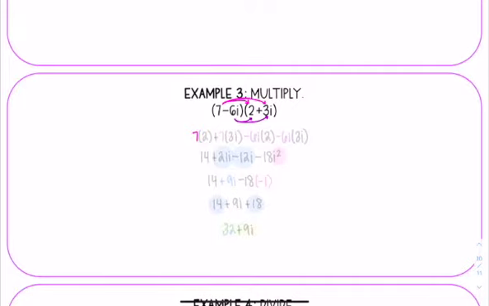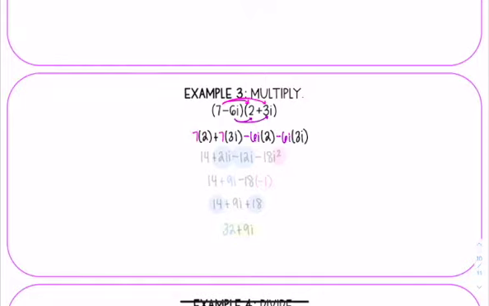So we have 7 times 2 plus 7 times 3i. Then we have minus 6i times 2, and then minus 6i times 3i. So let's go ahead and multiply and simplify.